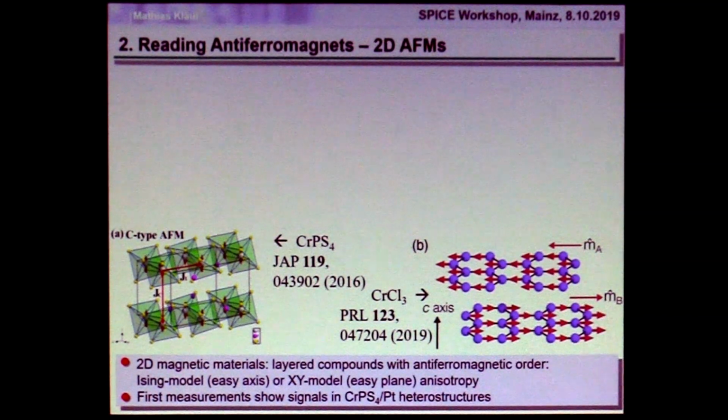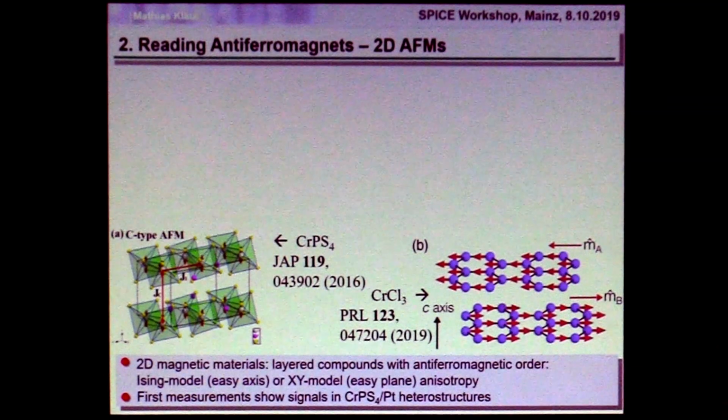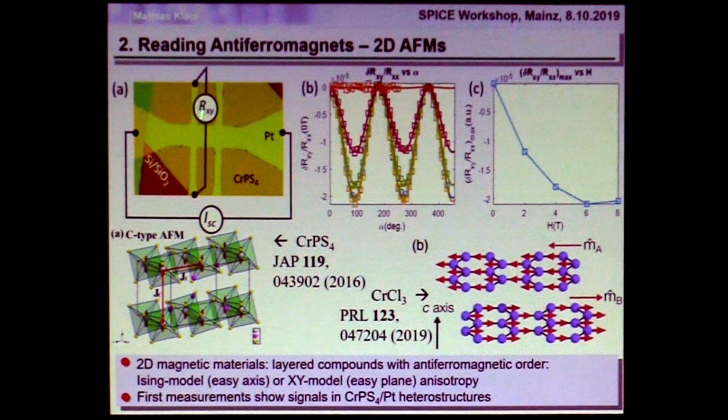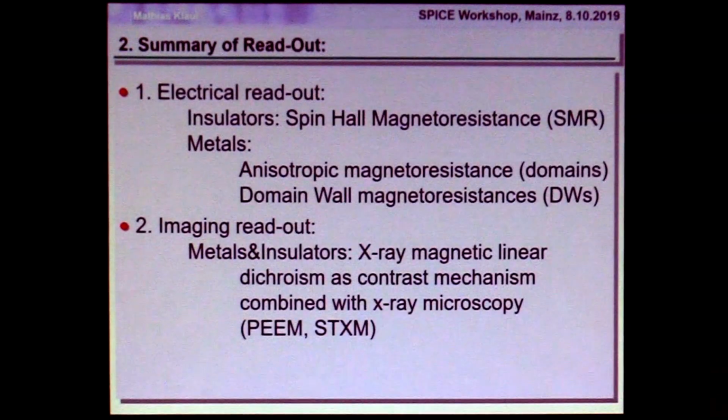So we then first resorted to looking at chemically stable systems. So this chromium thiophosphate, which has a more complex antiferromagnetic order, is a C-type antiferromagnet. And there we actually see some signals when we put some platinum on top. And so we see that there is a possibility to detect some changes.